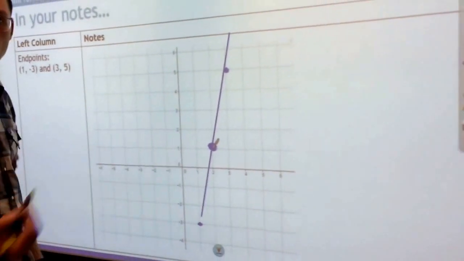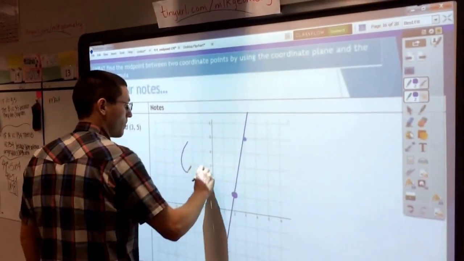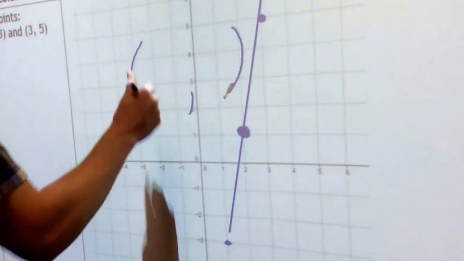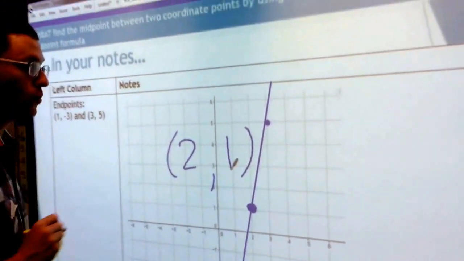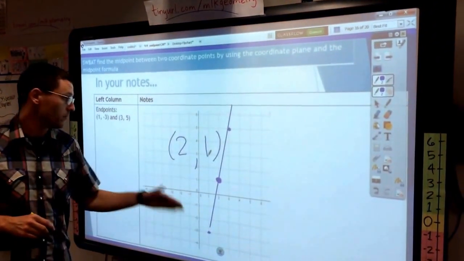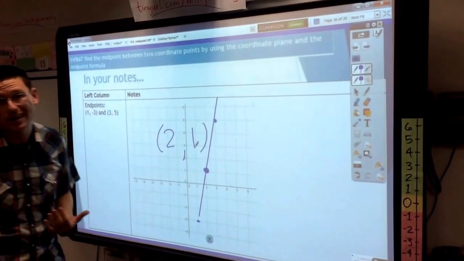Okay, and I name my midpoint the same way I name any other point, as a coordinate pair. Okay? If I look at this, I got to go over first. It's over 2. It's up 1. So that point is (2, 1). Okay? It's really easy to see in this problem using the graph, but a lot of problems are not going to be as easy to see, or you're going to get decimal answers.